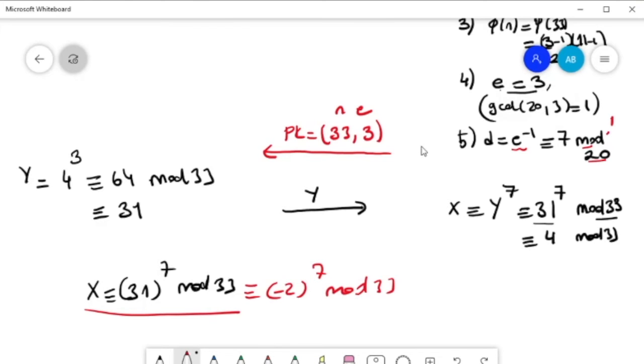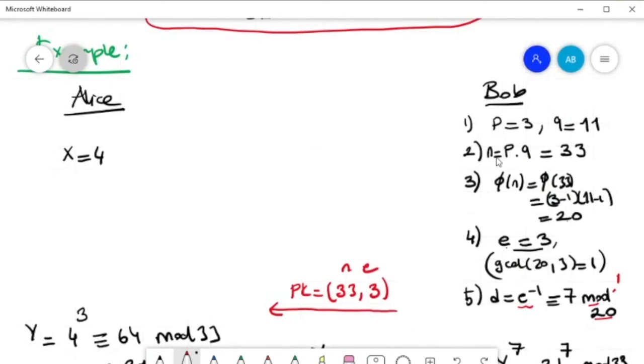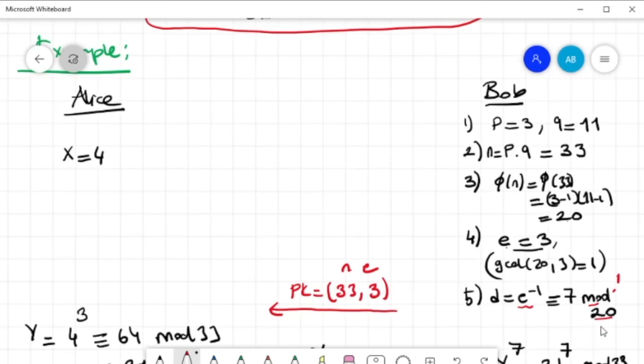So this is how we compute encryption. First, we make key generation. We choose two prime numbers. We multiply them in order to find N. We compute phi of N. We compute E, which is relatively prime to phi of N. Now we compute D according to modulo phi of N.